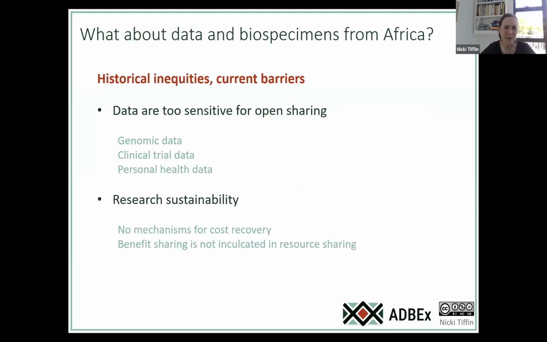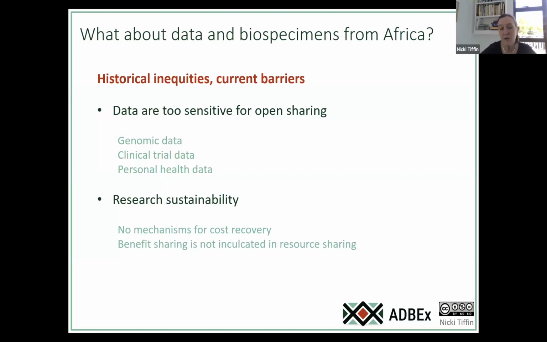I've mentioned that sometimes data are too sensitive for open sharing. A very obvious example of this is genomic data that are completely identifying of individuals. But clinical trial data and personal health data are all really not data that we want to just make openly available with no oversight or restrictions.